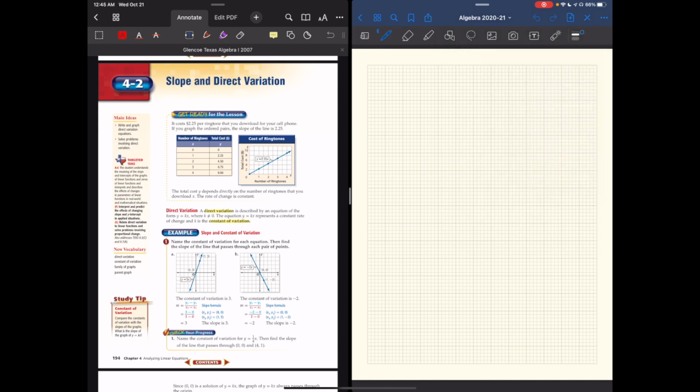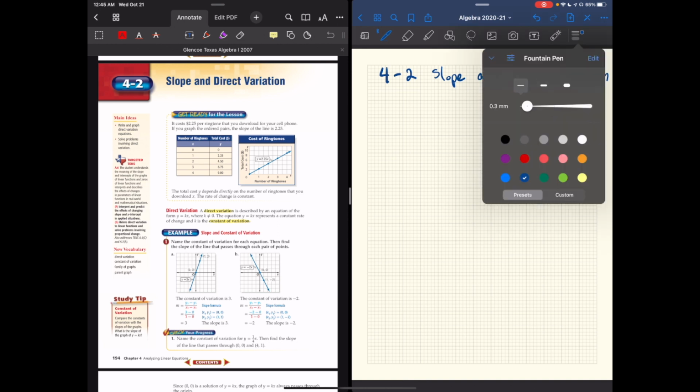Orange? No way. 4-2. Oh gosh, look at that thick pen stroke. Slope and direct. There's no way I'm going to have room to finish that. Variation. Incredible.